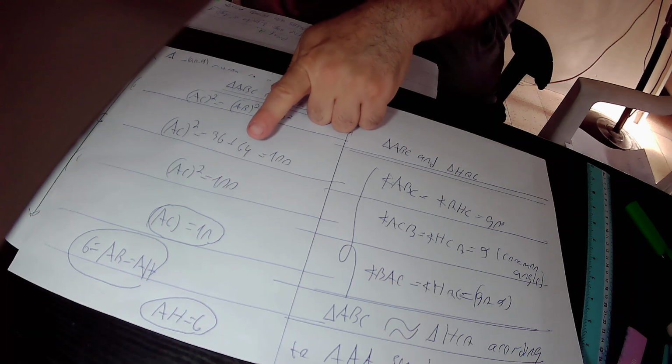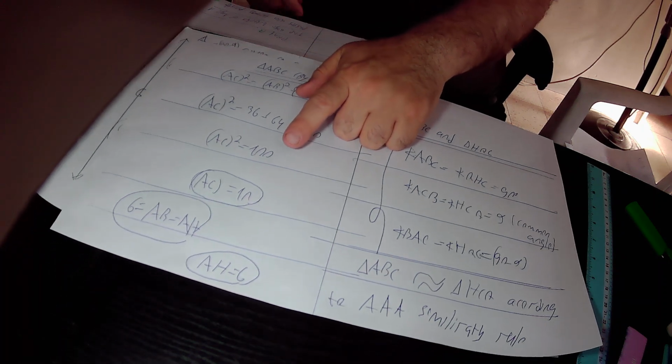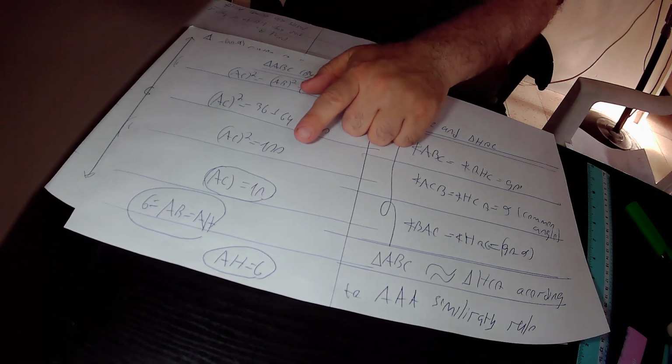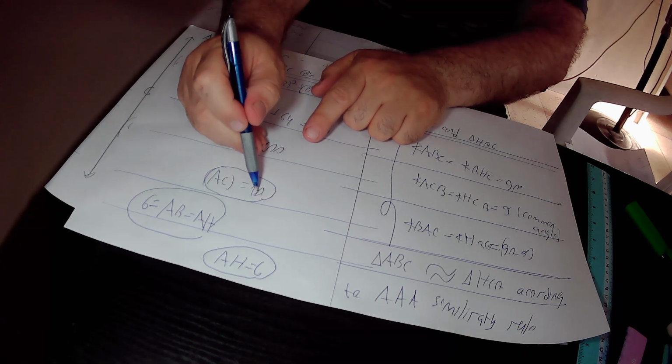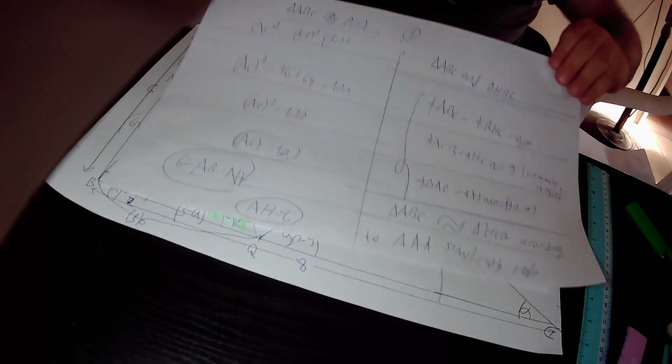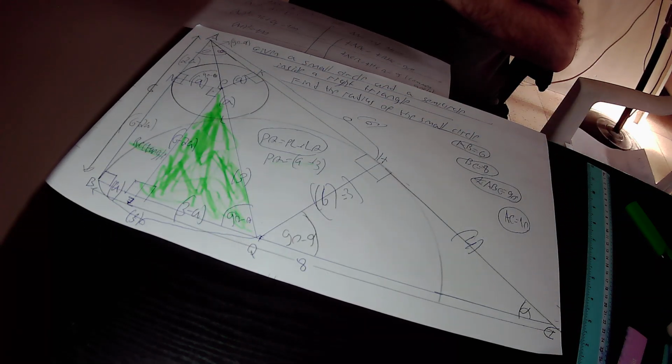AC square equals 100. We took out all of this equation and found out that the length of the hypotenuse AC is 10. AC equals the square root of 100, that is 10. So the hypotenuse AC of this right triangle ABC equals 10 units in its length.